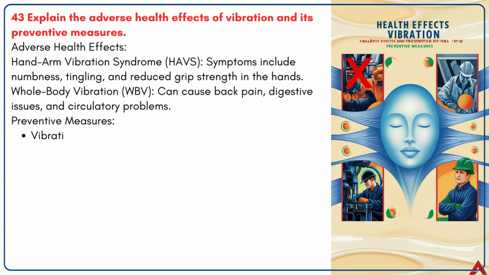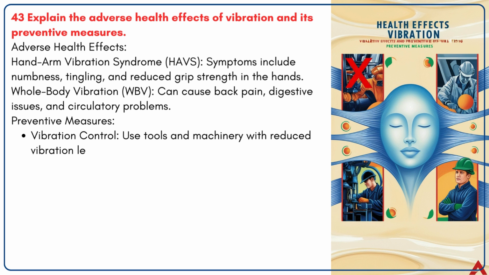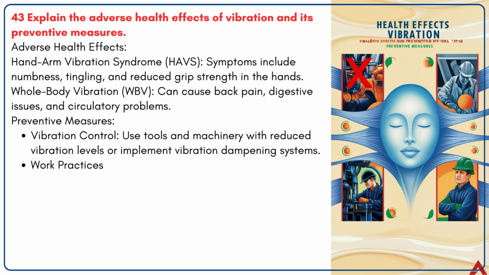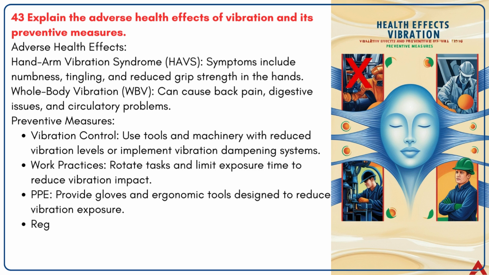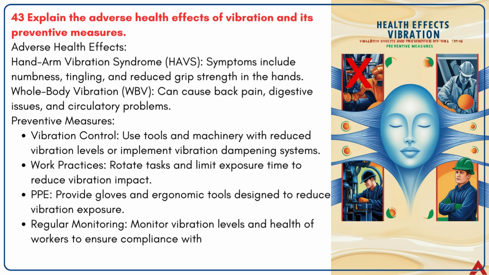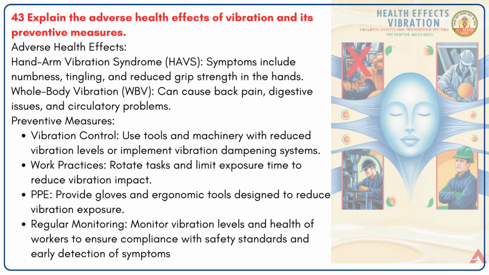Preventive measures. Vibration control. Use tools and machinery with reduced vibration levels or implement vibration dampening systems. Work practices. Rotate tasks and limit exposure time to reduce vibration impact. PPE. Provide gloves and ergonomic tools designed to reduce vibration exposure. Regular monitoring. Monitor vibration levels and health of workers to ensure compliance with safety standards and early detection of symptoms.